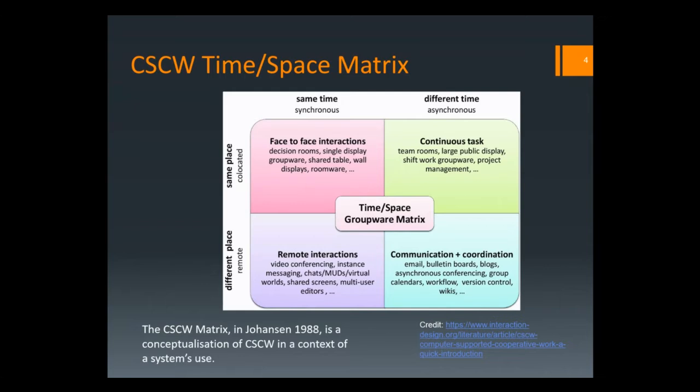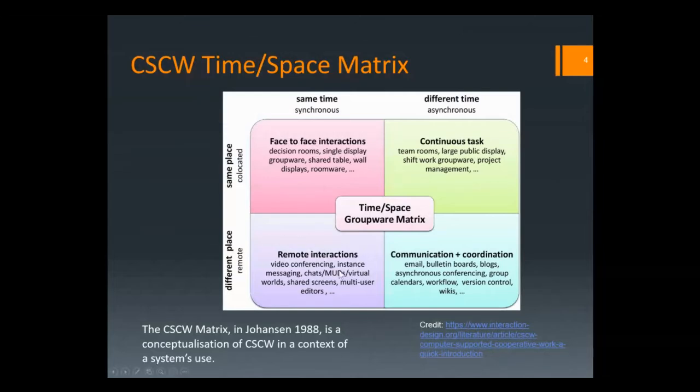Now the second one, on the top right, the green one, is continuous task. That one is a different time, but still the same location. That means you could be in a large display space where you are working together. Different people might be working on different tasks, but they are still in the same meeting room or discussion room.